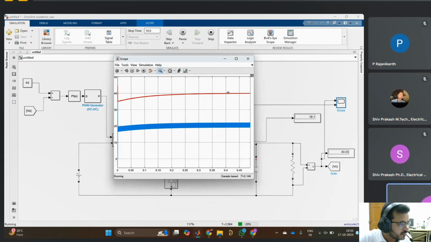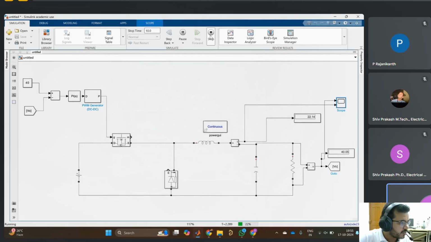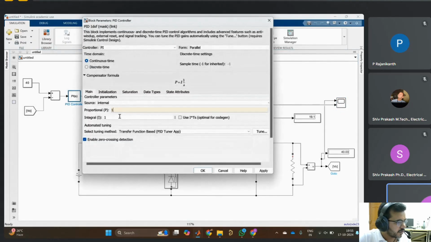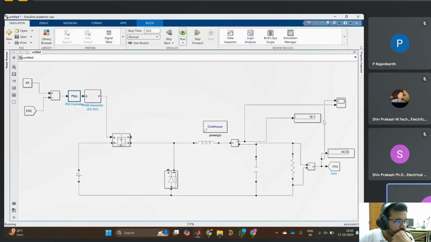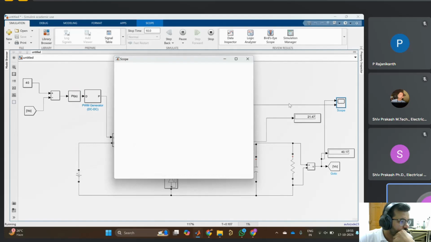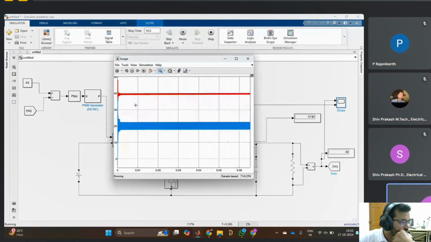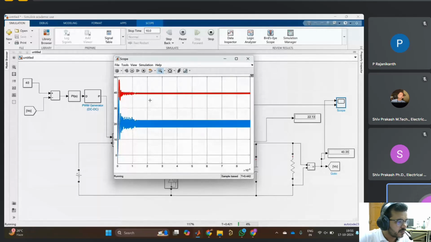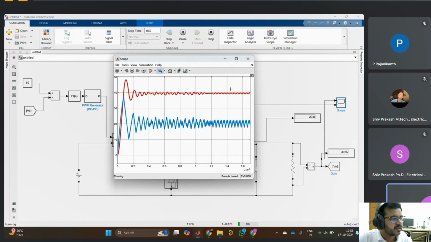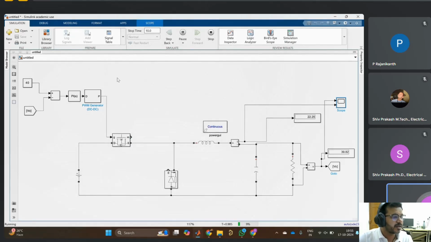Okay, in this condition, if you increase this same value to 1 and 10, then you can see this will be very fast compared to this one. The settling time is 1 millisecond. It will settle very fast, depending on the kp and ki values.